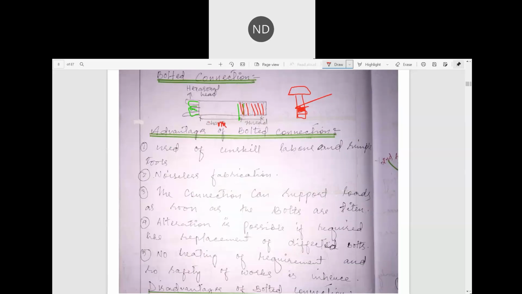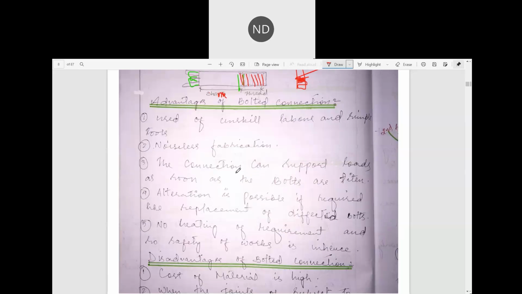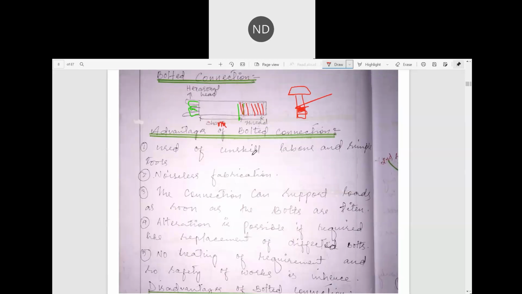Now what are the advantages of bolted connections? These can be used by unskilled labor and simple tools. In riveting, you had to preheat, you had to hammer, and when both the plates are connected, you again have to hammer or melt. So it required skilled labor. But in bolting, you just have to put the bolts, it's done. So you don't need much skilled labor. This is one advantage of bolting.